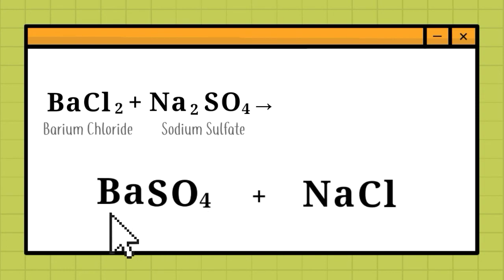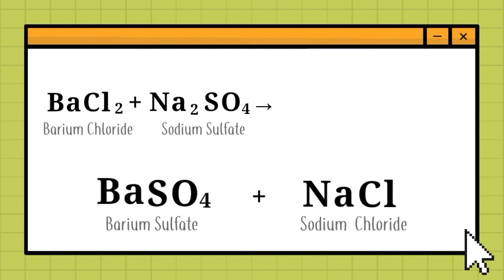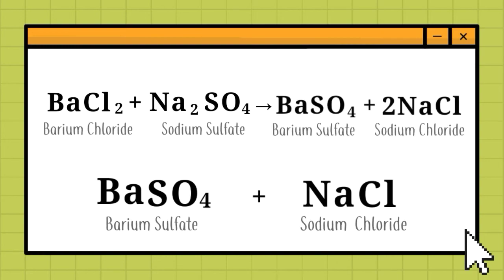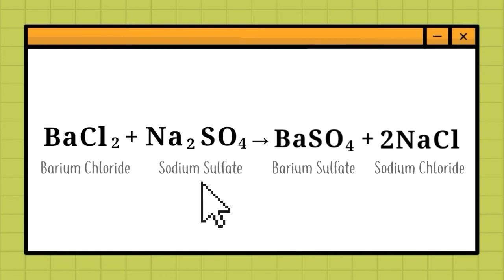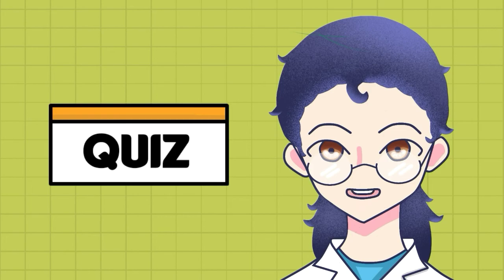So, Ba2+ added with SO4 2- will have a product BaSO4 or the barium sulfate, and Na+ added with the Cl- will have a product NaCl or the sodium chloride. Putting this all together and balancing our chemical equation, we get BaCl2 plus Na2SO4 yielding BaSO4 plus 2 NaCl. That was a little handful, isn't it? But I hope you have learned something about the double displacement reaction.